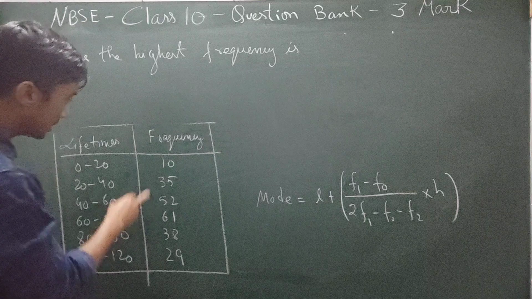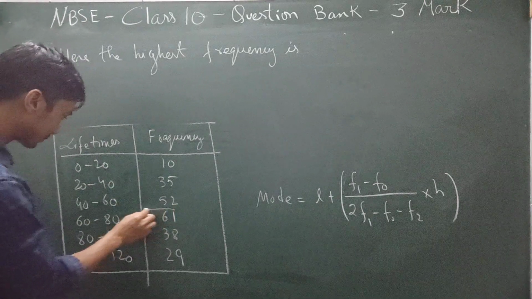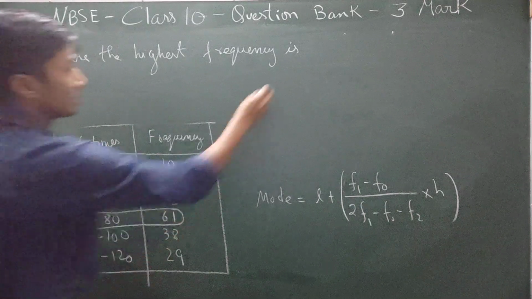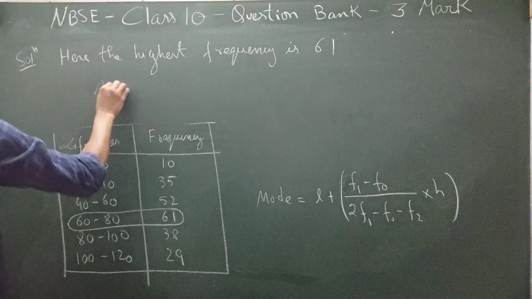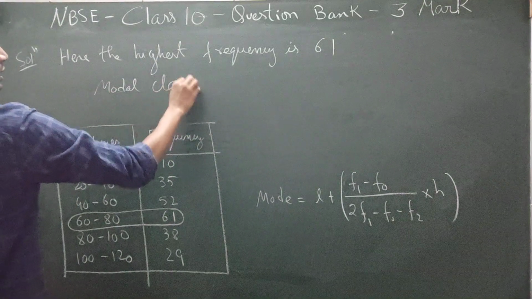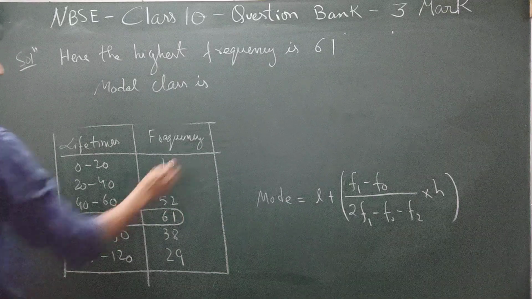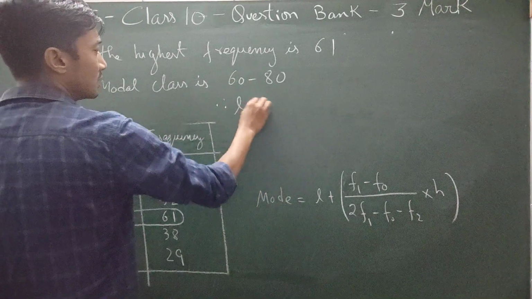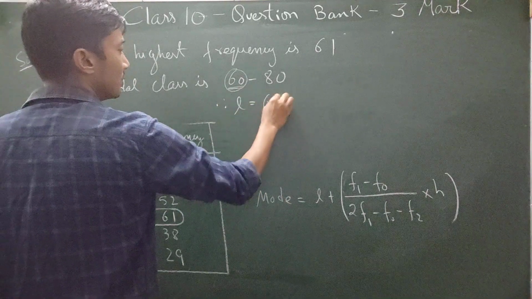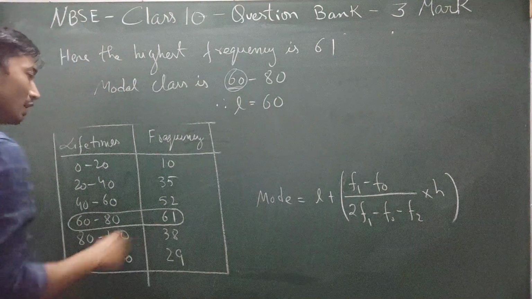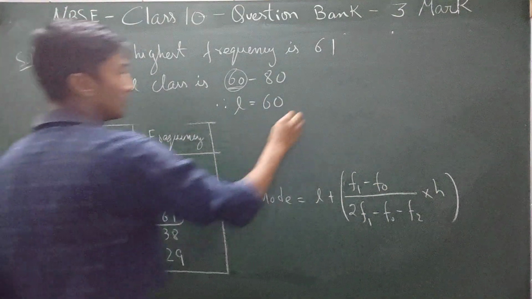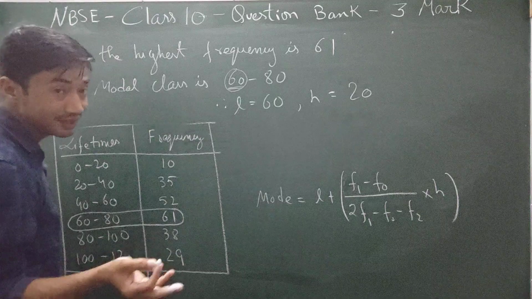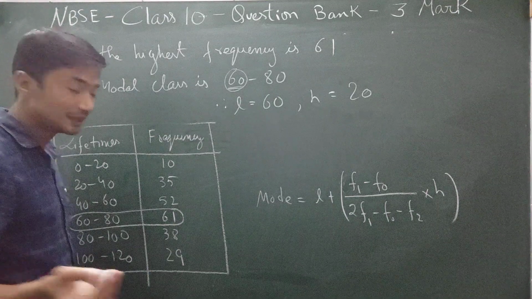So here the highest, what is the highest frequency here? 61. This is our model class. Highest frequency, 61, isn't it? So the highest frequency here is 61. So model class is, what is the model class? 60 to 80. 60 to 80. So therefore, L represents the lower limit of the model class, niche wala. So that's 60. Now F1, F0, H, of course, class width. So it's 20, 20 each. So 20.